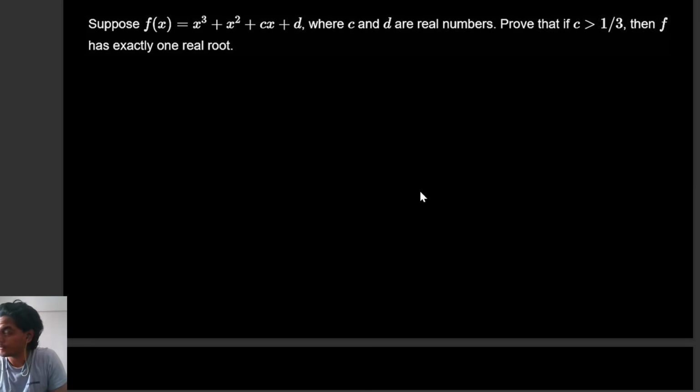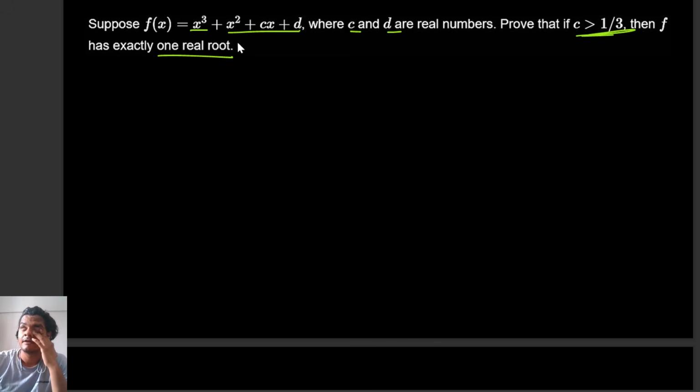Please again pause the video and try this question by yourself. I hope you have done that. So suppose f of x is equal to this and c and d are real numbers. Prove that if c is greater than 1 by 3, then f has exactly one real root. So what happens when a function or a polynomial is given to be cubic?